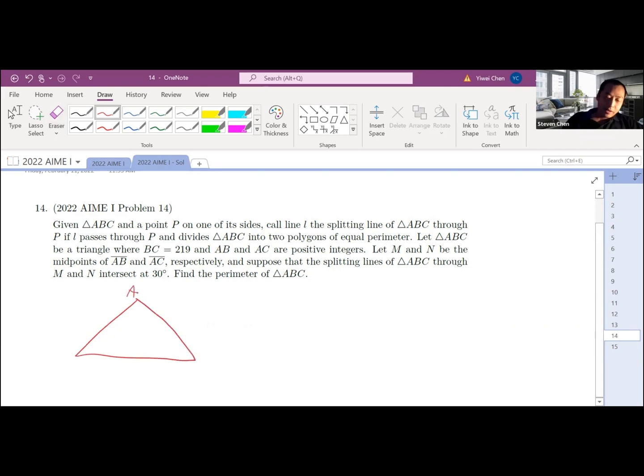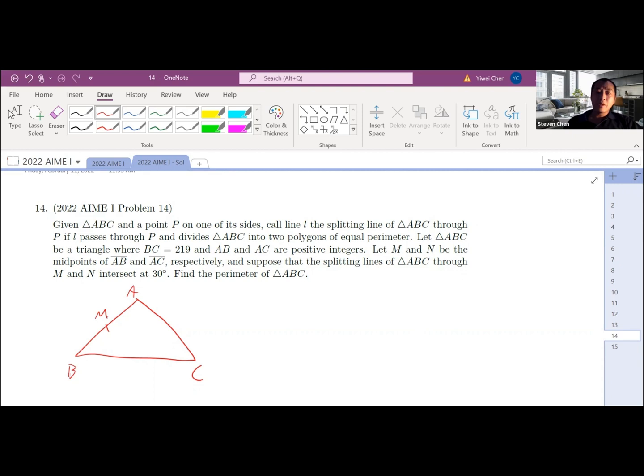So let's say this is the triangle ABC, and M is the midpoint of AB. So now let's try to draw the splitting line that passes through this point. When you attempt to draw the splitting line, you'll encounter the following issue. It's not quite clear yet whether it will cross BC or it will cross AC. It's not quite clear, right? So let's see what it really depends on.